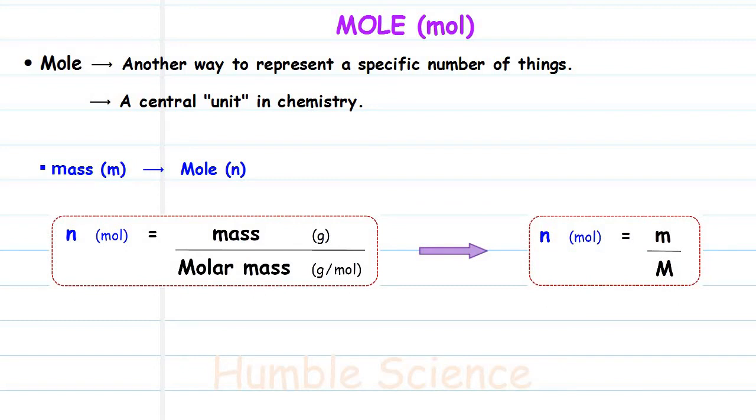For the abbreviated version, we can say n or mole is equal to little m divided by big M. Little m is the mass in gram and big M is molar mass in gram per mole. Now let's try taking a look at some practice questions.